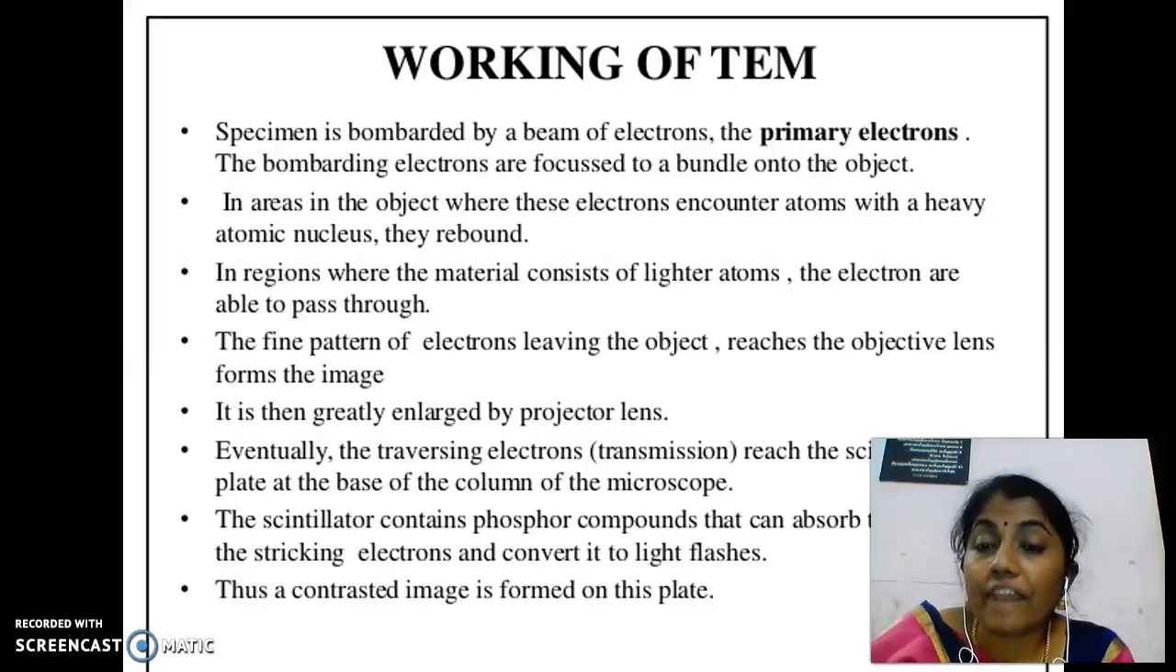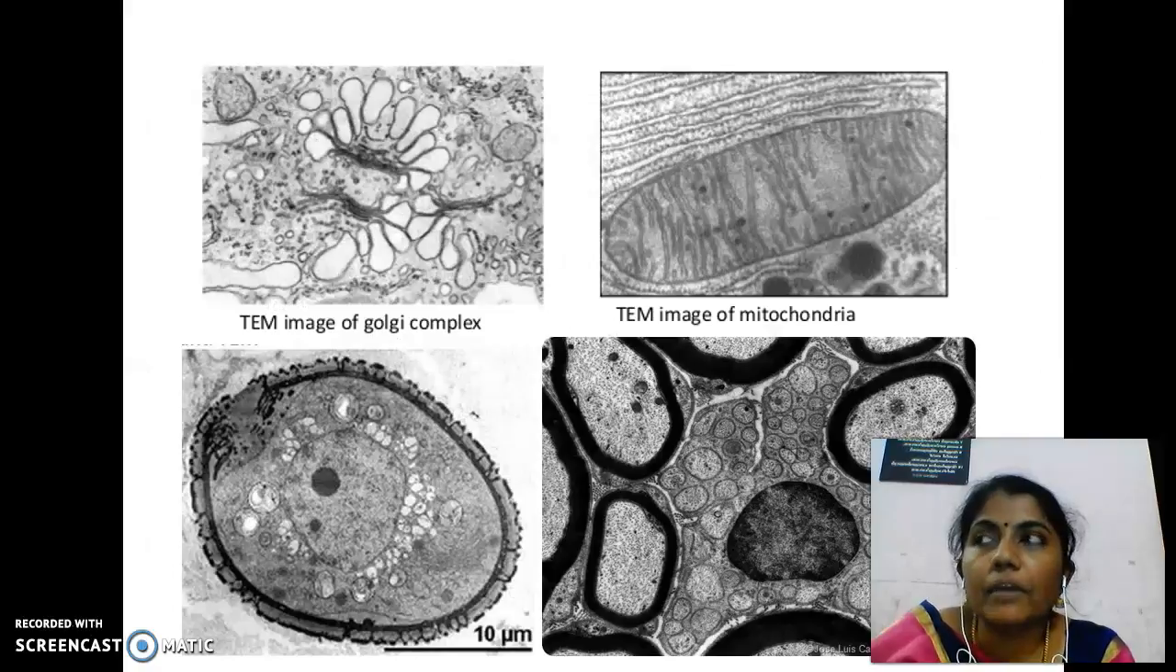Then the fine pattern of electrons leaving the object reaches the objective lens, which forms the image. It is then greatly enlarged by the projector lens. Eventually, the traversing electrons reach the scintillator plate at the base of the column of the microscope. The scintillator contains phosphor compounds that can absorb the energy of the striking electrons and convert it into light flashes. Thus, a contrasted image is formed on the plate. So, this is the working of a TEM. Then we can see some of the TEM images of Golgi complex and mitochondria.